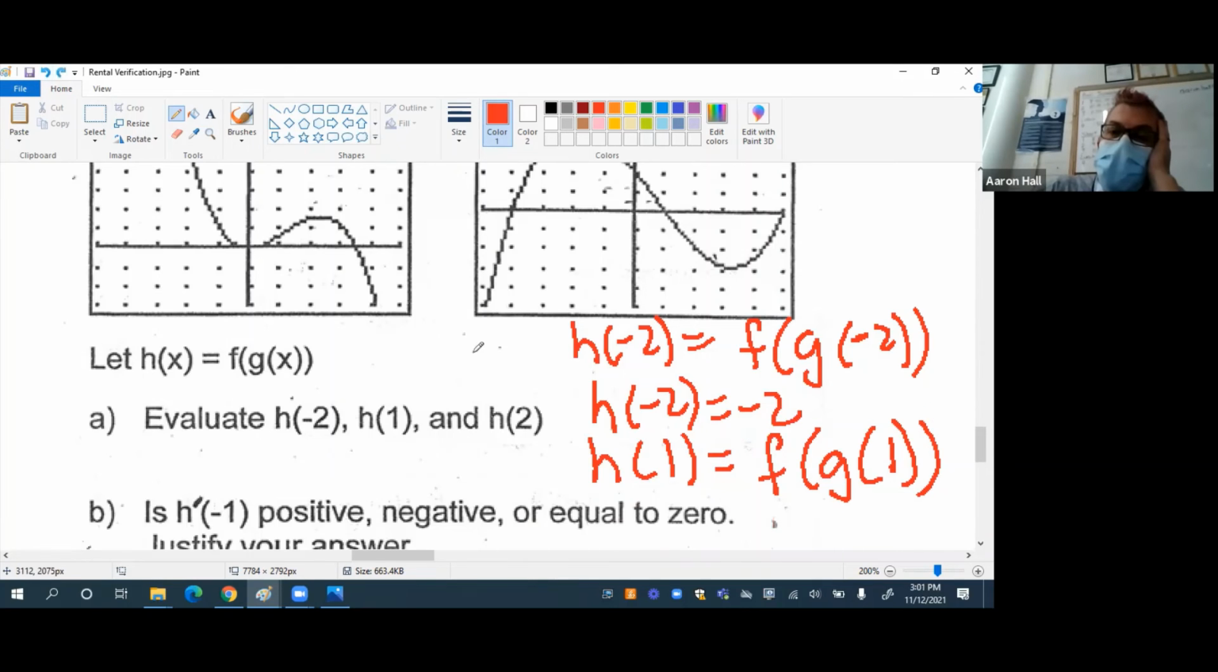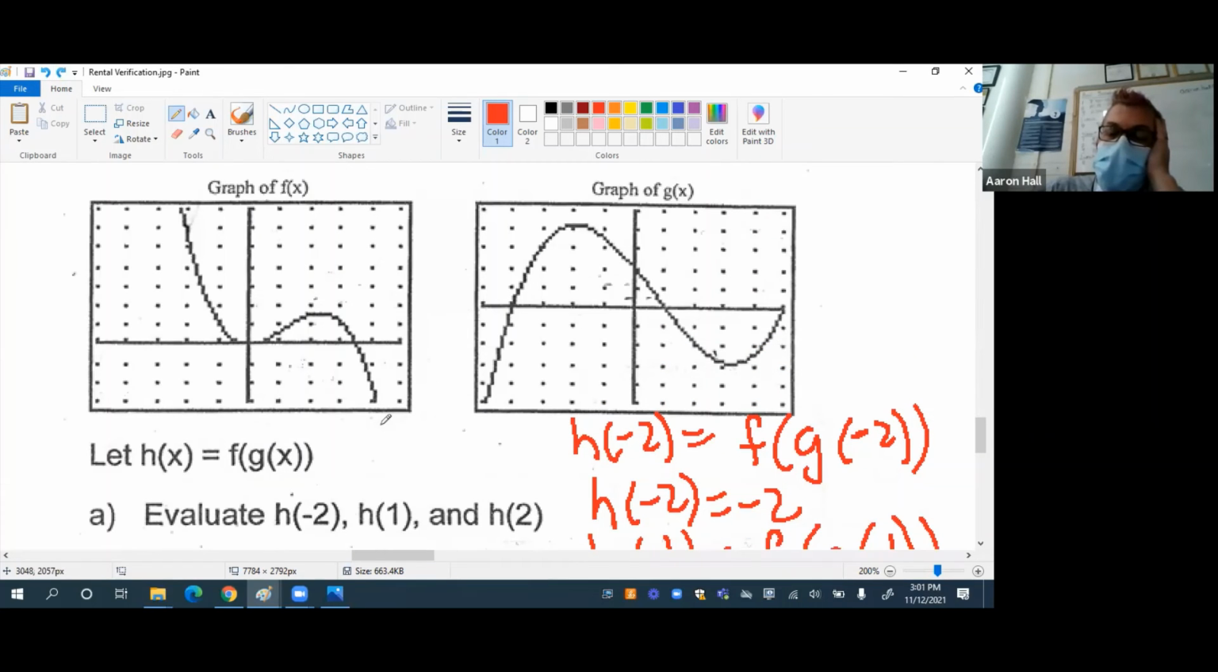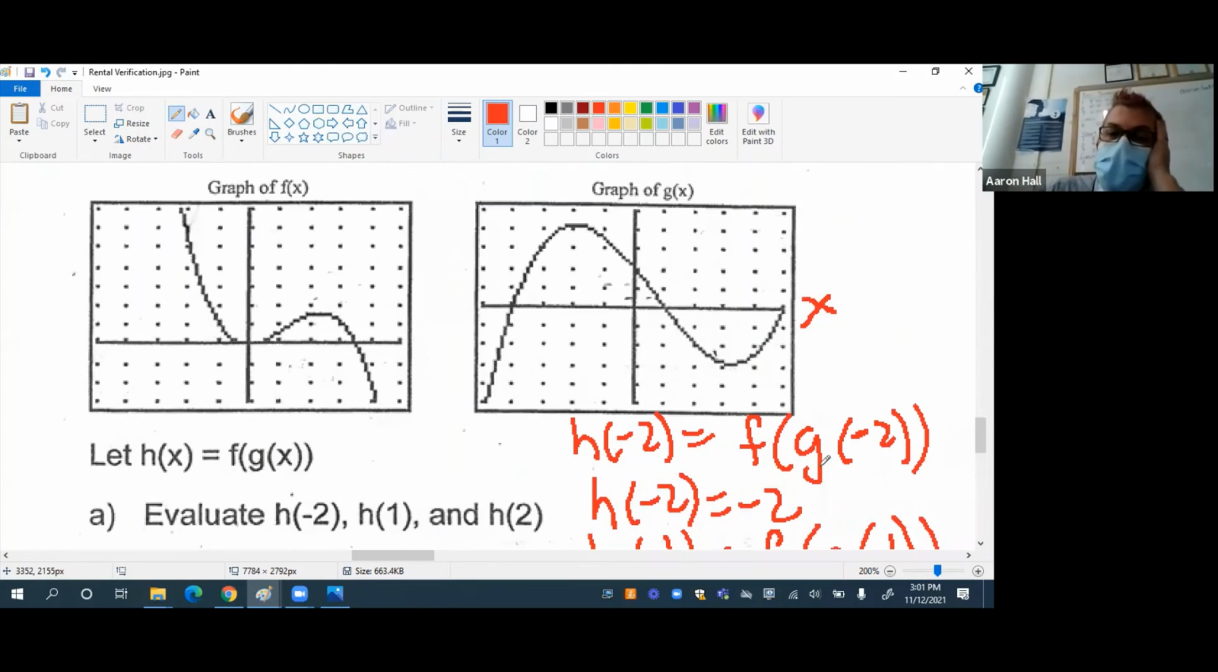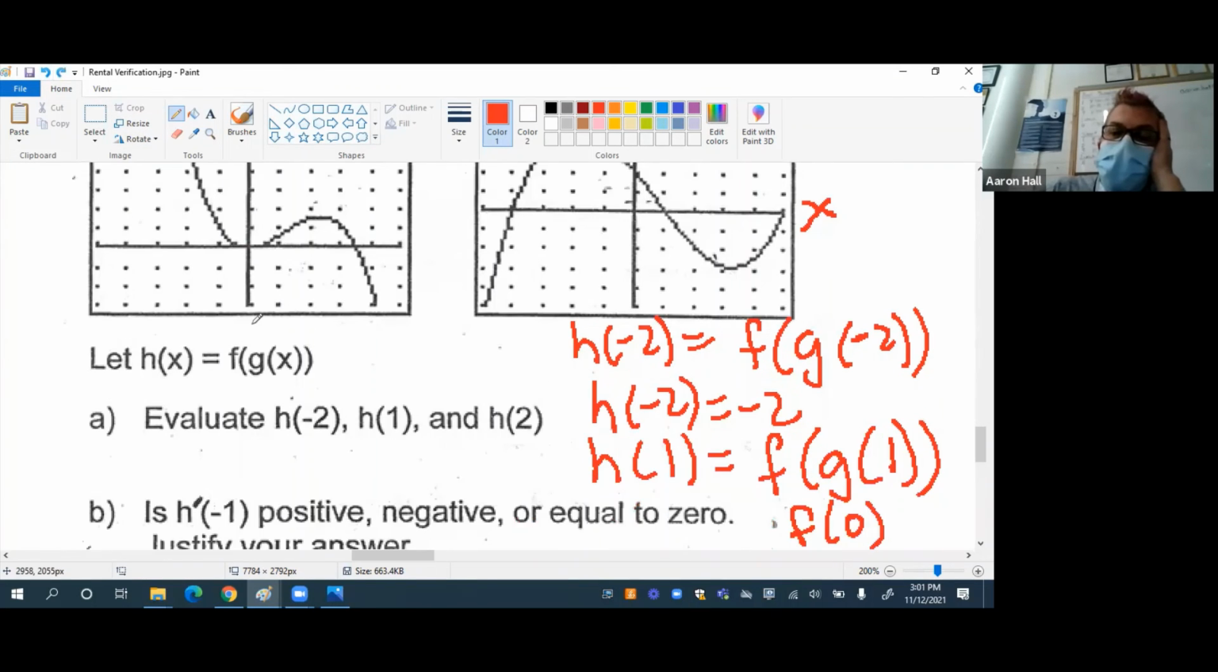We do g of 1. What is g of 1? It is 0. This is my x-axis. G of 1, it's right there. It's 0. So I'm trying to find now f of 0. What is f of 0? It's 0. F of 0 is 0. We're right there. So the answer for this one is 0. H of 1 is 0.